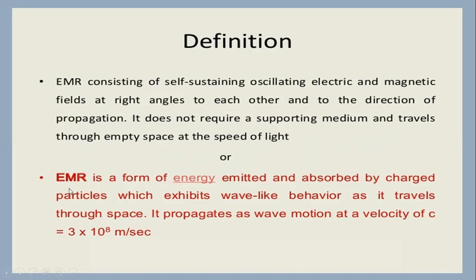So in short, electromagnetic radiation is the form of energy emitted and absorbed by charged particles, which exhibits wave-like behavior as it is traveling, and it propagates with wave motion at a particular velocity, that of light, that is 3 into 10 to the power 8 meters per second. So these are the basic concepts if we are learning electromagnetic radiation. They are transferring energy in the form of wave propagation with the velocity of light.